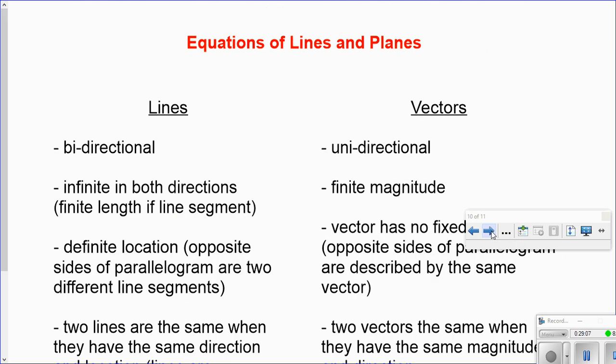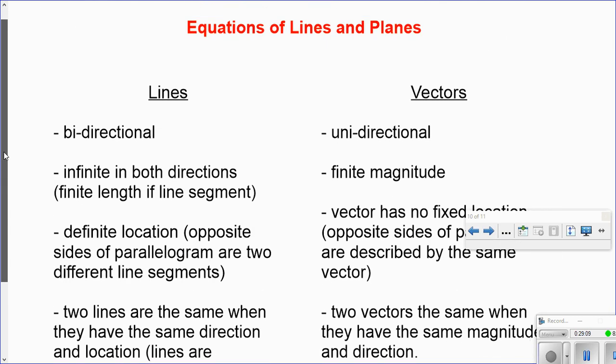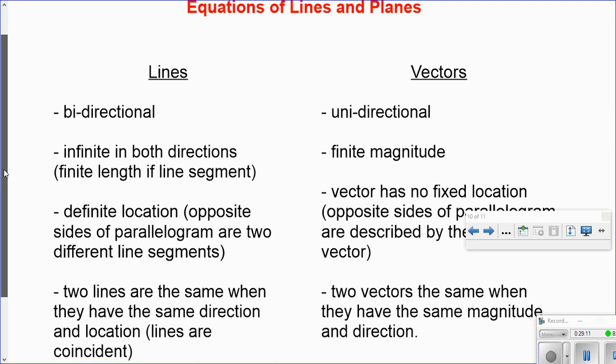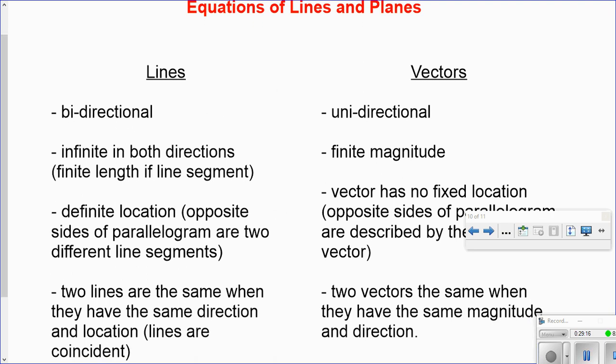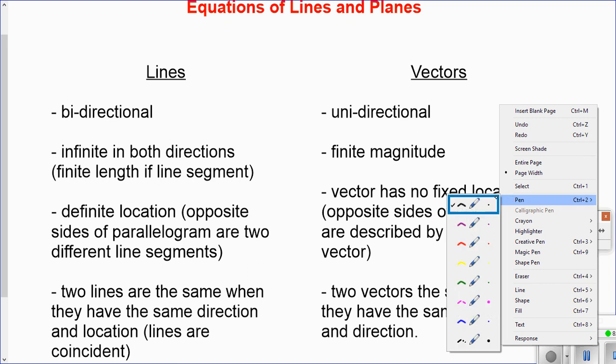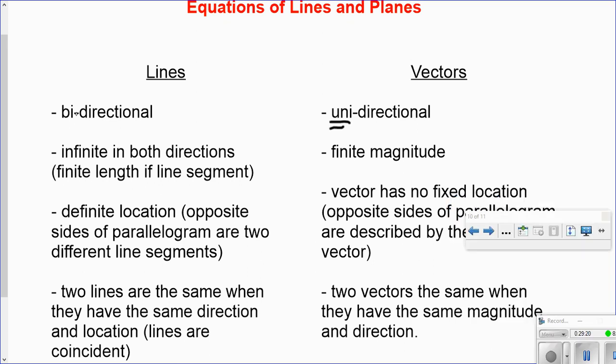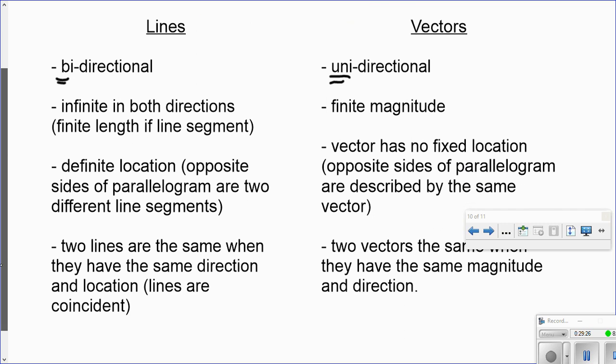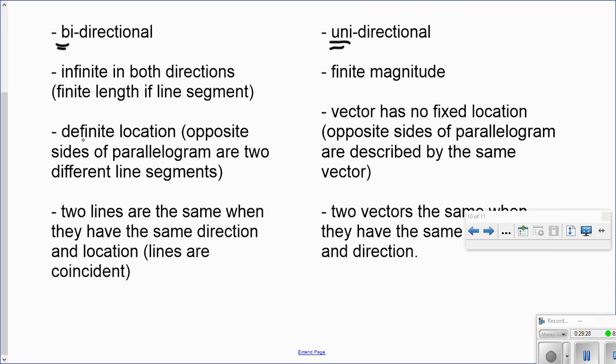Okay, so just to recap equations of lines and planes. Lines are bidirectional, vectors are unidirectional. Bidirectional lines go in both ways. Vectors by definition go in one direction, following the direction vector. Lines are infinite in both directions, and vectors have finite magnitudes and a definite location.